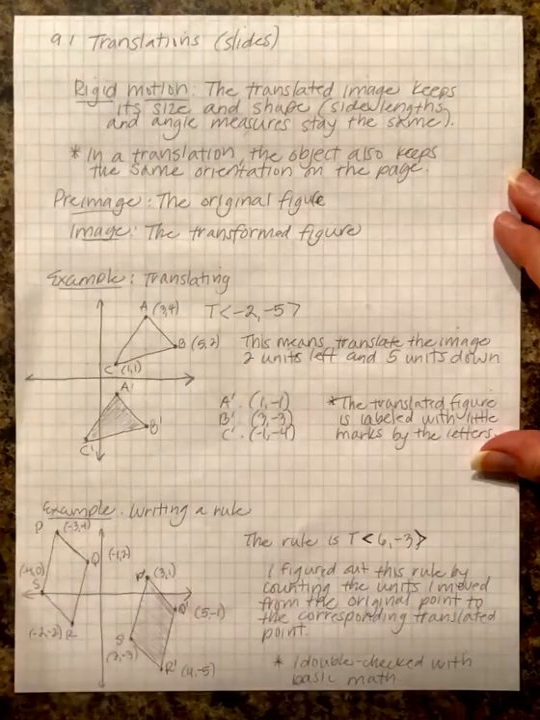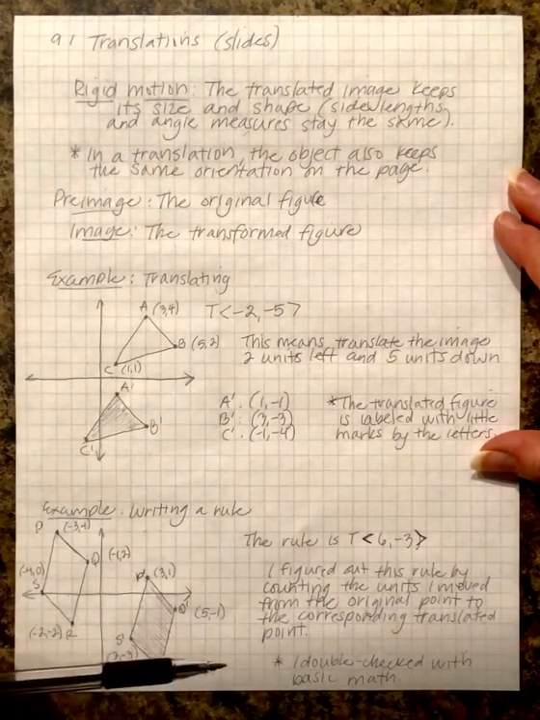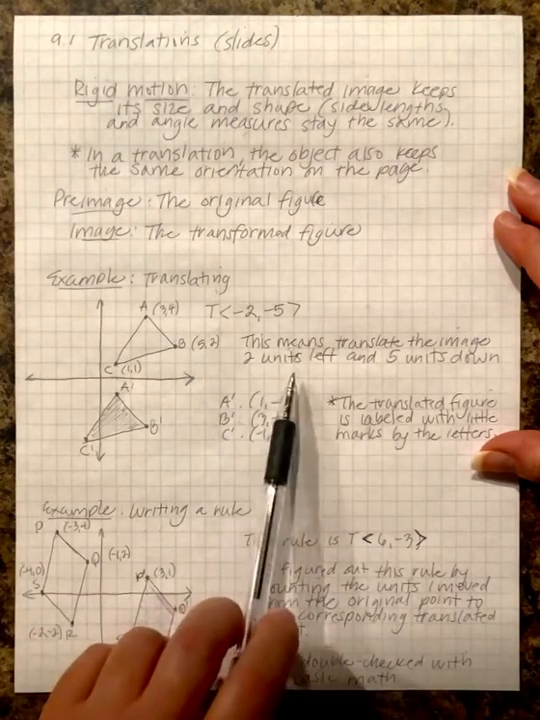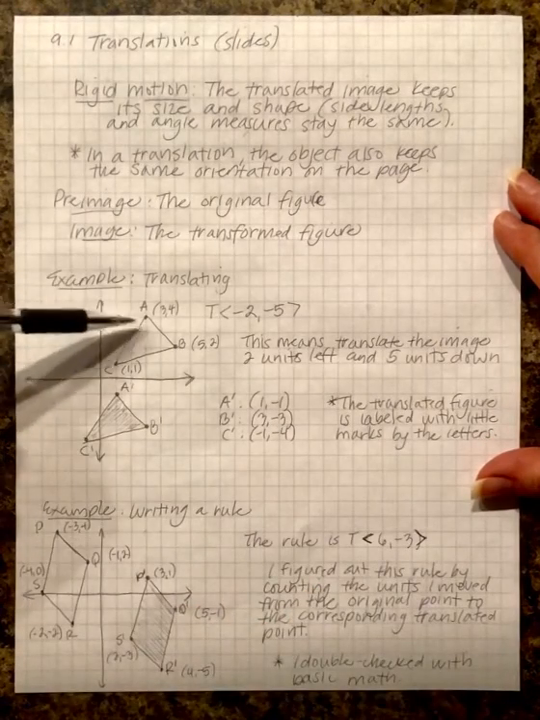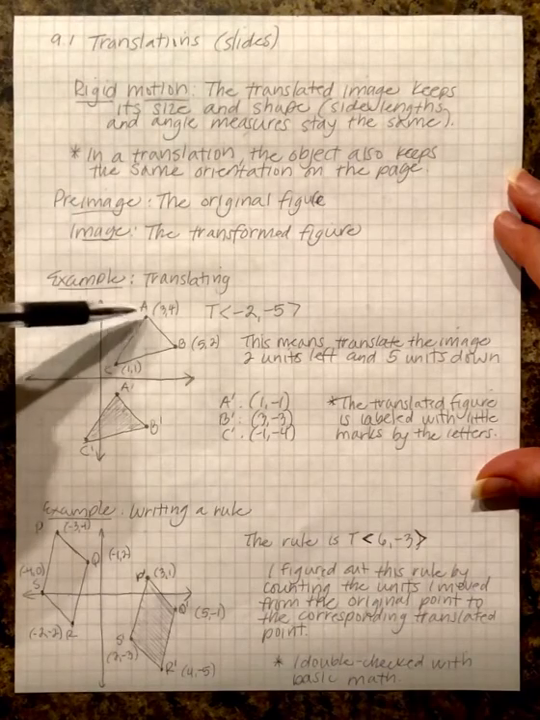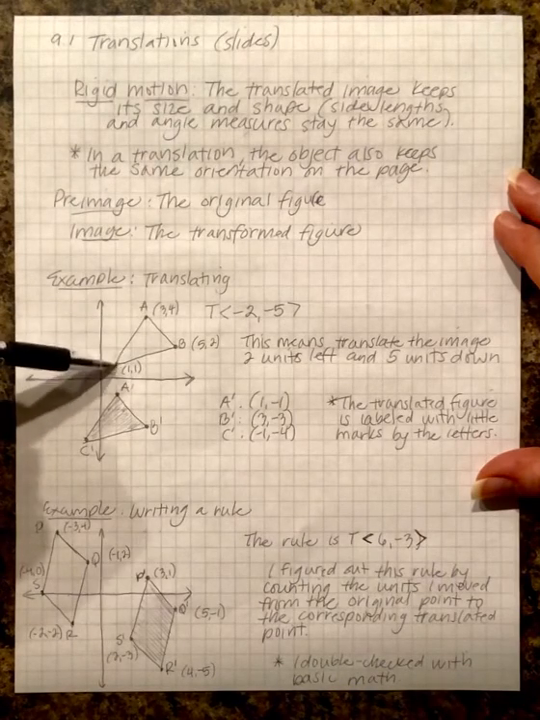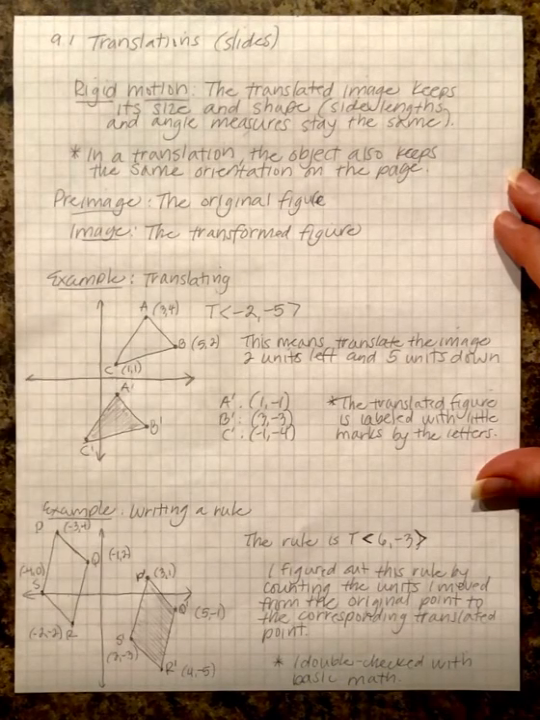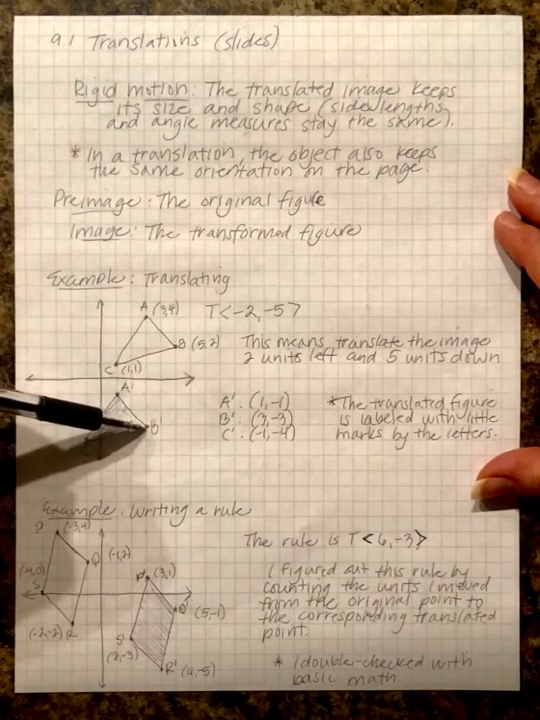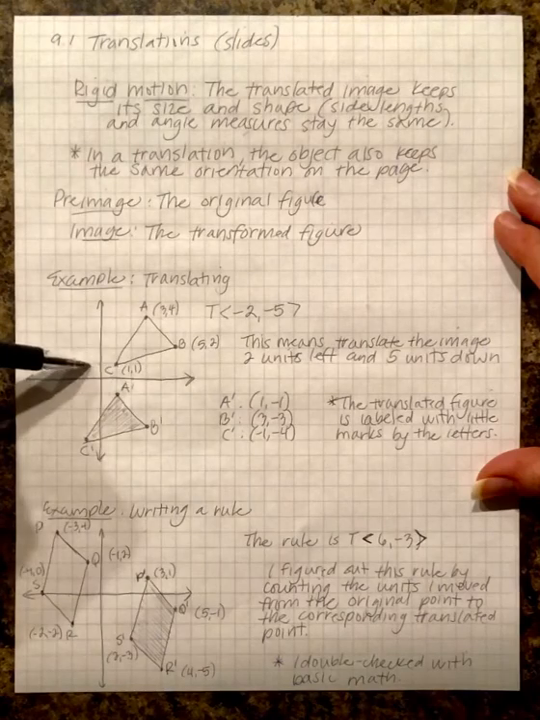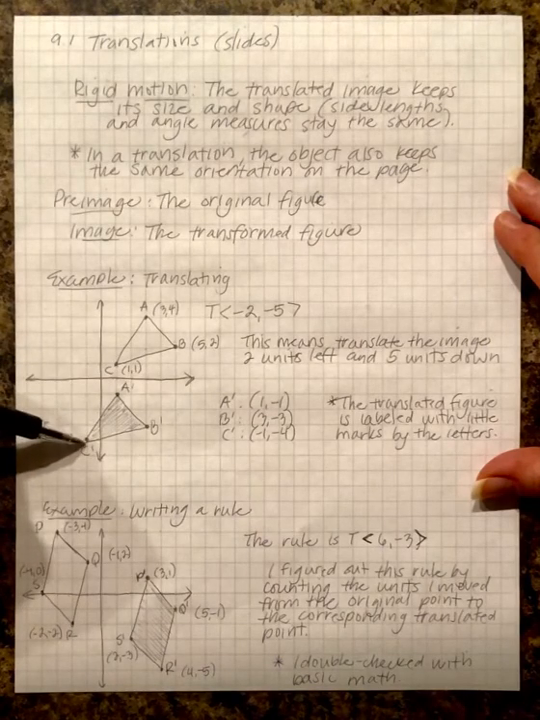So being that these are both negative, it means I'm going to take each point and translate them 2 units left and 5 units down. And that's exactly what happened. So if I look at point A, I went 1, 2, 1, 2, 3, 4, 5, and there's my A prime. B, 1, 2, 1, 2, 3, 4, 5, and C, 1, 2, 1, 2, 3, 4, 5.